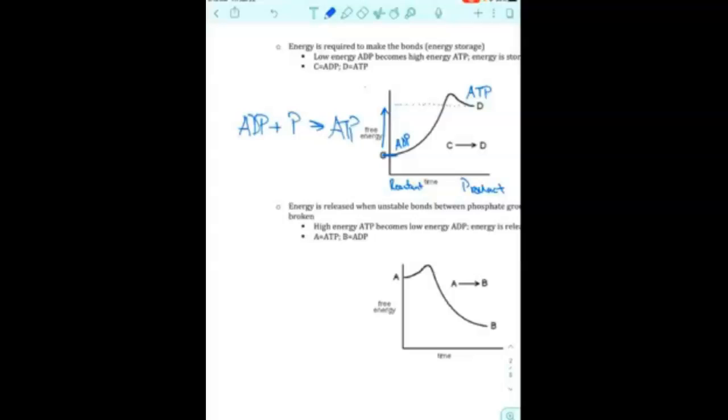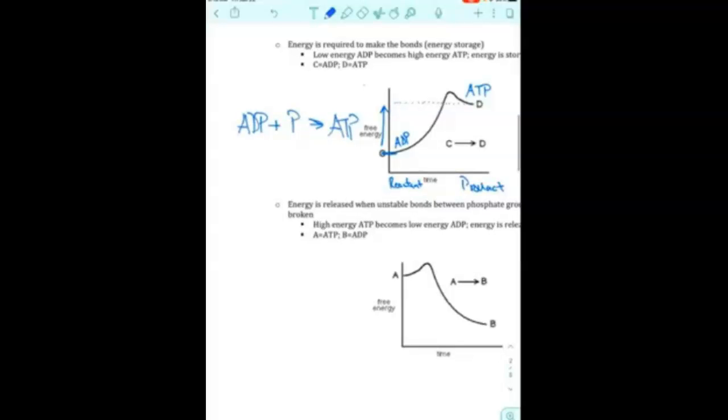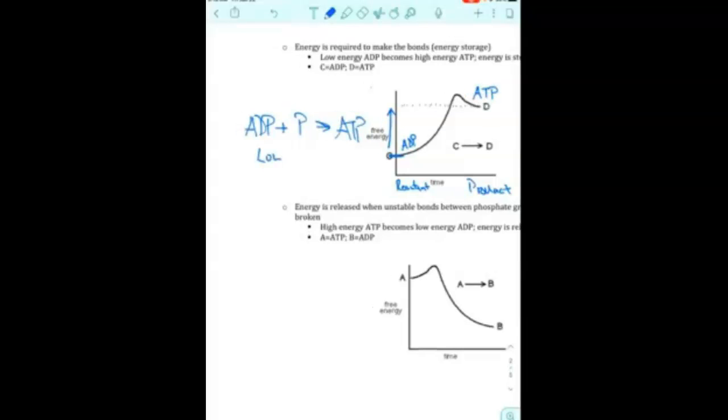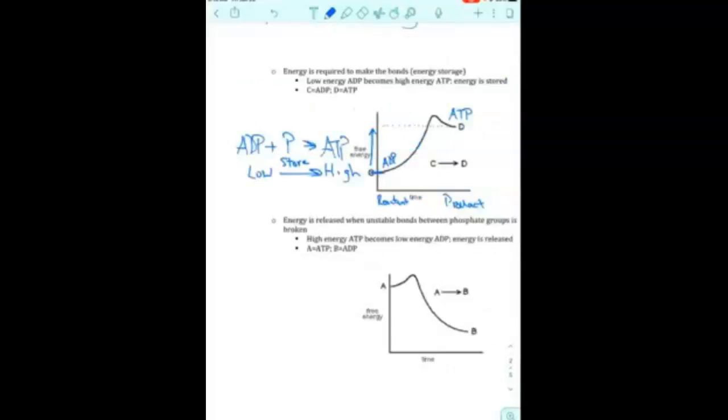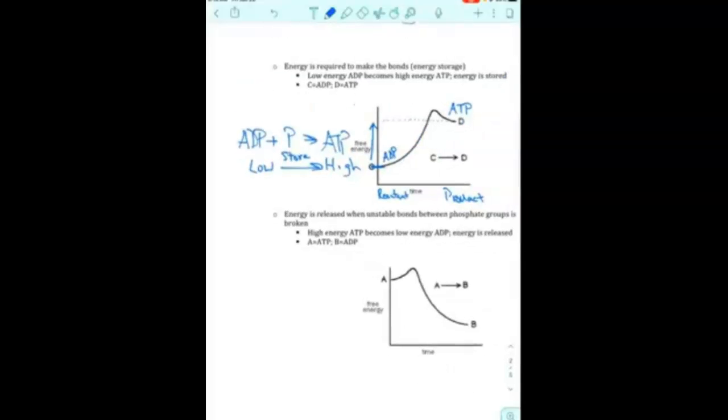We started with something low energy, and we ended up with something high energy. If we want to jot down low before, high later. And remember, when we do that, we store energy. So when we go from low to high, we store energy in a highly unstable bond. Okay?